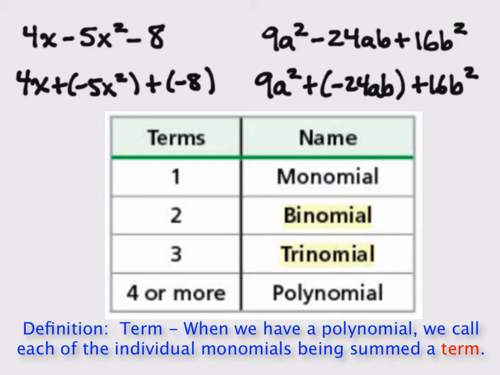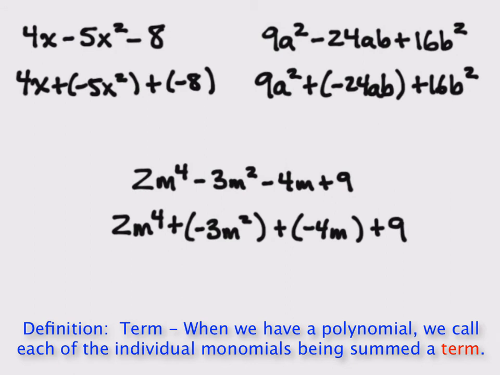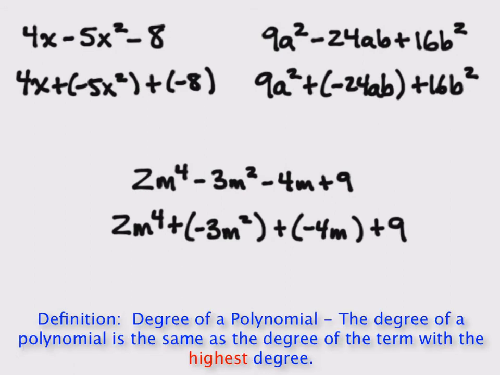All right, now let's define the degree of a polynomial. We've already talked about the degree of a monomial, but the degree of a polynomial is the same as the degree of the term, or monomial, with the highest degree. So let's take a look. In our first example, we've got three terms. We've got a term with degree 1, degree 2, and degree 0. All right, 2 is the highest degree of any individual term, so 2 is the degree of this whole polynomial.